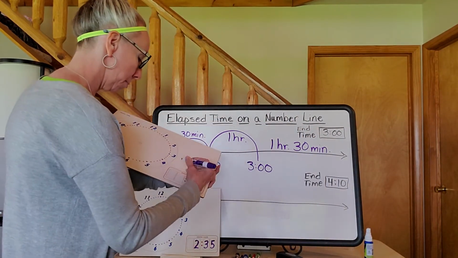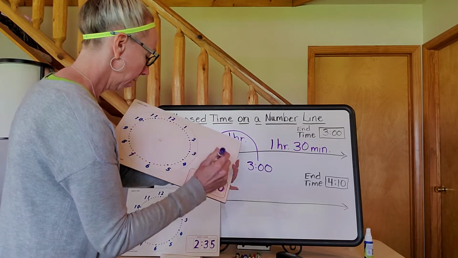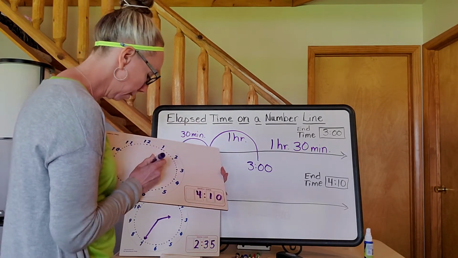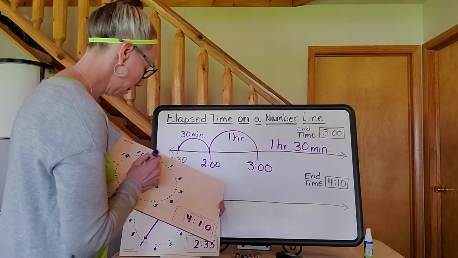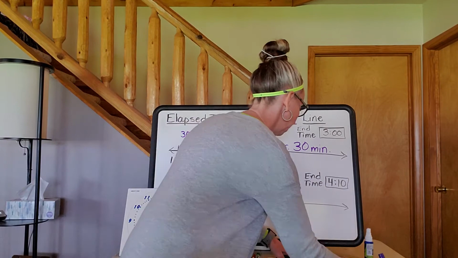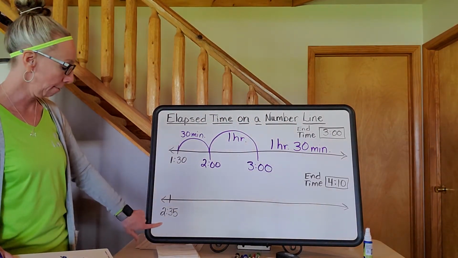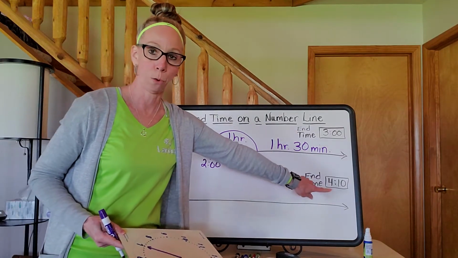So I'm going to set this one up to say 4:10 because that's where we have to end. And I'm going to show you how we're going to do our little hop at the end to make it to 4:10. So there's the end one. All right, so now we're going to start at 2:35 and we have to work towards 4:10.